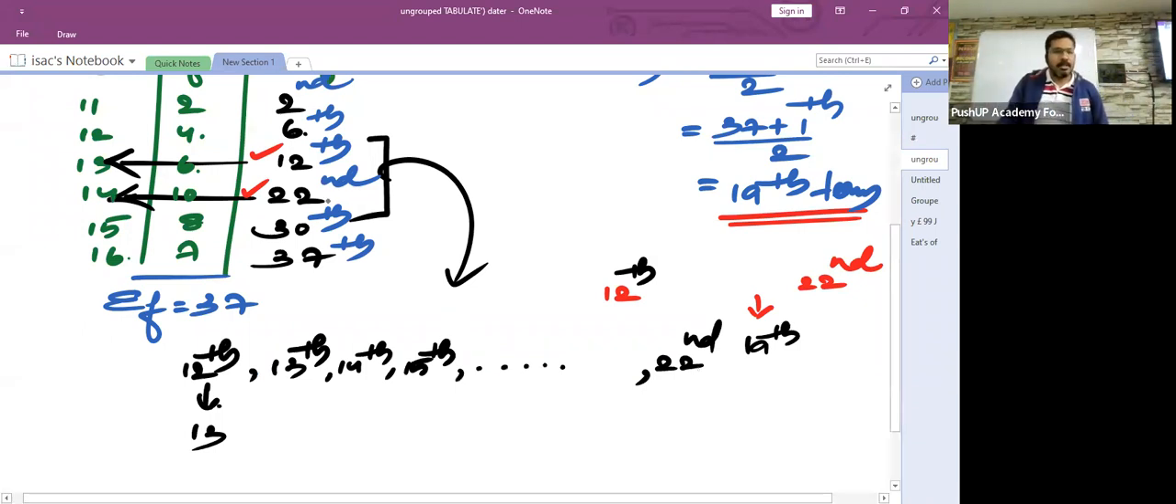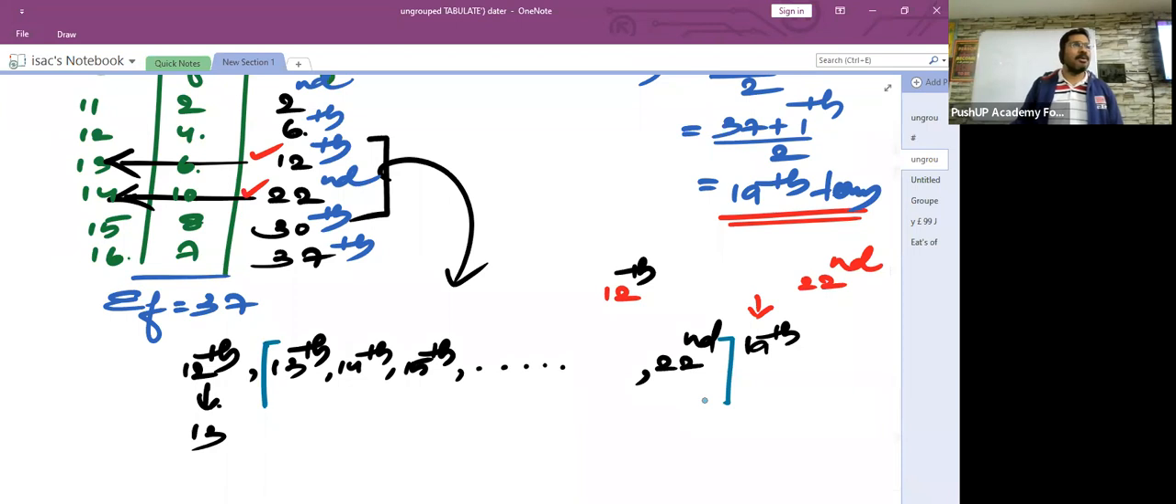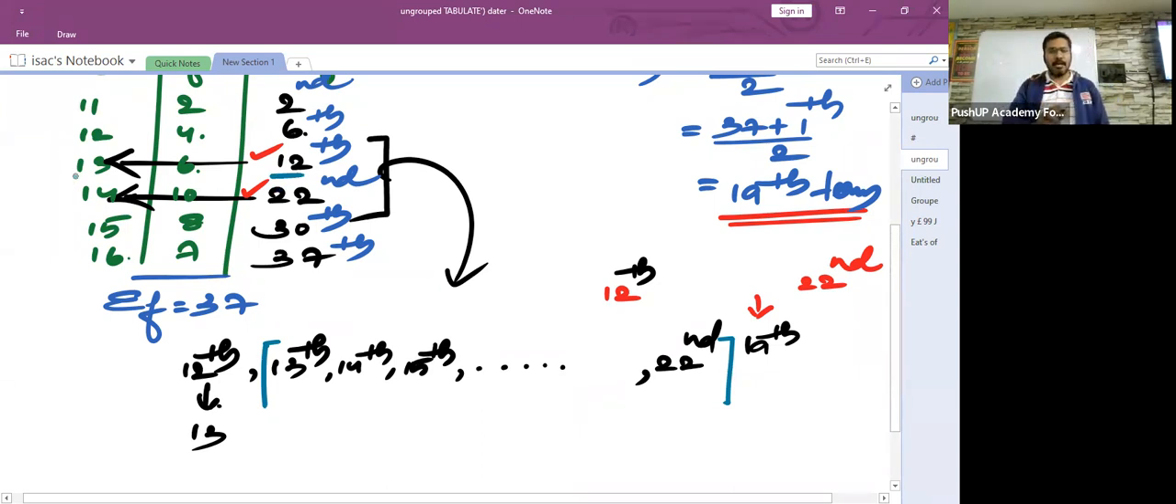Children, tell me one thing. The 12th term was 13, isn't it? Now, can you tell me from this 13th term onwards till this 22nd term, what would be the value for each and every 13th, 14th, 15th till 22nd term? Can you tell me what it is going to be? It is going to be 14. Do you all agree with this? Children, the 12th term was 13, isn't it?